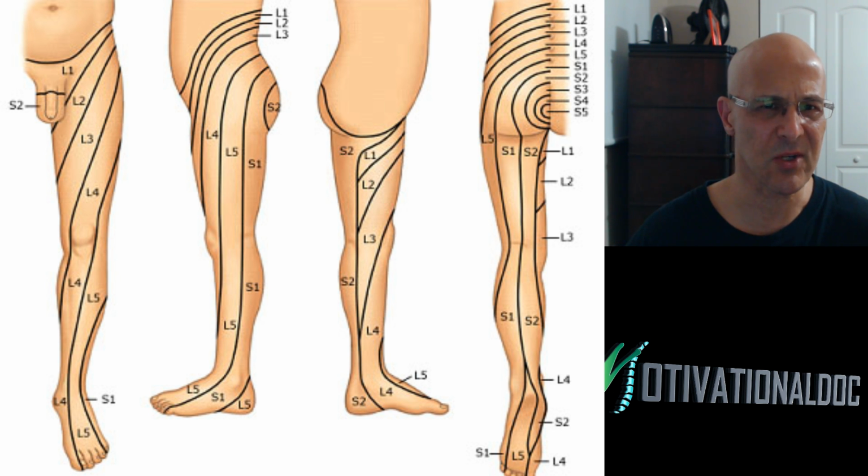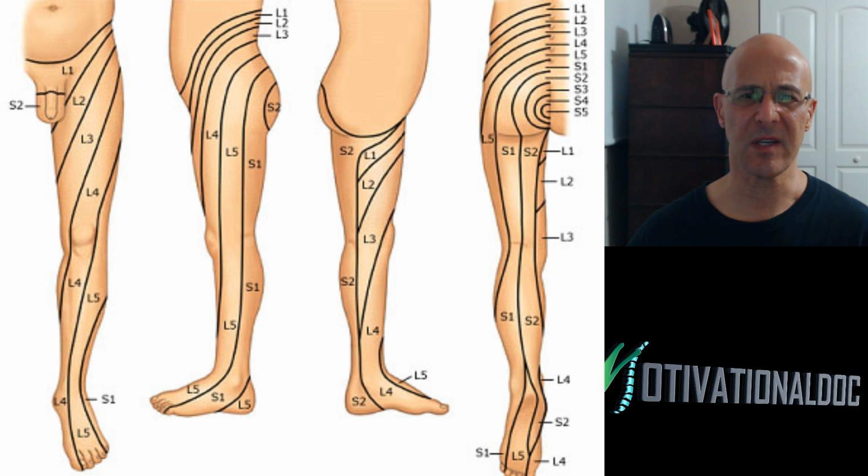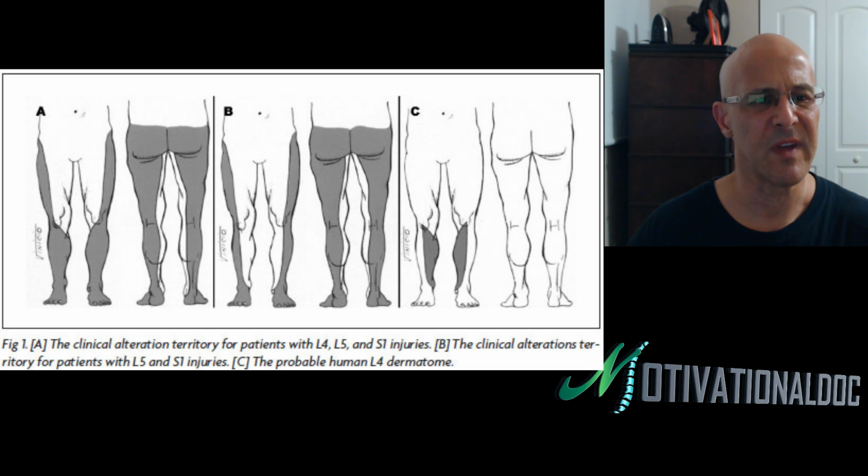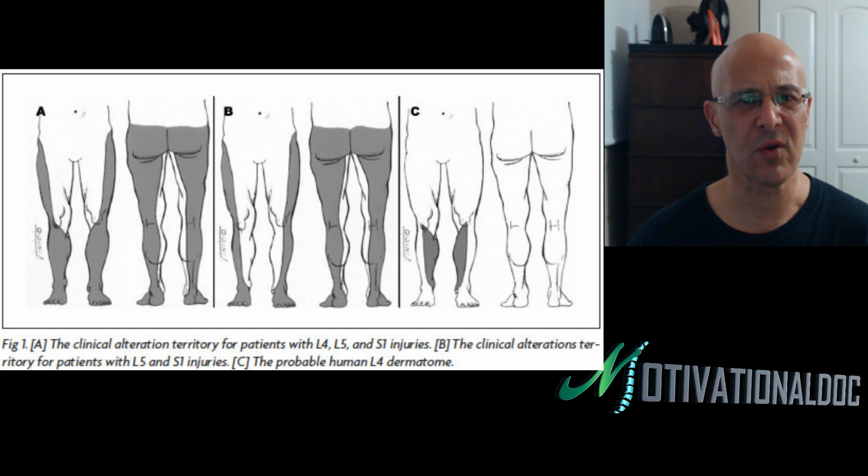So if you're getting burning in a certain area in your leg, this will give you a thorough understanding where the nerve root is actually stemming from. Here again, we look at figure A, the clinical alteration of L4, L5, S1 injuries. We can see the areas that are shaded dark. And in the B, middle one, you can see the clinical alterations of the patients with an L5, S1 injury. Those are generally the dermatomes that will be affected. And then you can see probable human L4 dermatomes, which is obviously different, in C. Just kind of give you a little understanding.